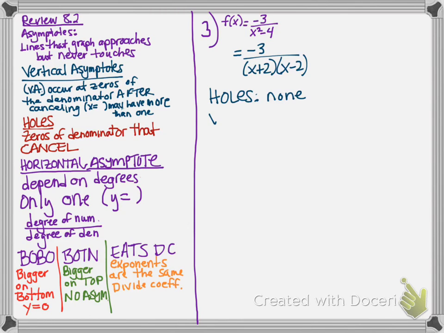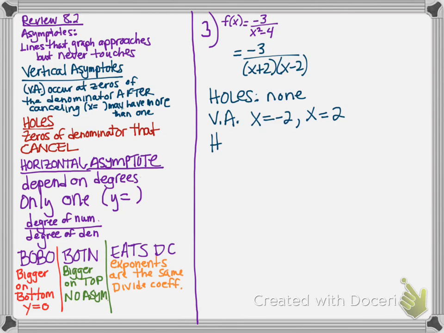The next thing we need to look at is vertical asymptotes. Vertical asymptotes are going to occur at the zeros of the denominator. Well, the zeros of the denominator are going to be at x equals negative 2 and x equals 2. So we're going to have two vertical asymptotes.